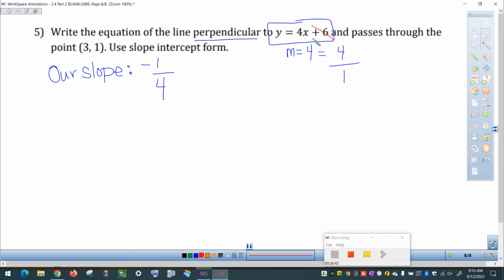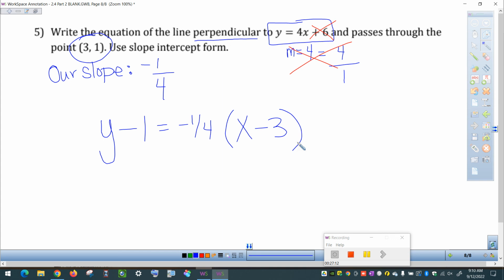All right, so this +6 over here, definitely ignore that. We're not doing anything with that. Also, once we figure out our slope, we can also ignore what the original slope was. And in order for us to get slope-intercept form, let's do the same strategy that we did before of putting it into point slope form first. So that's always going to be our in-between step. So looking at the point that it's passing through, we're going to do y minus 1 equals -1/4 times the quantity x minus 3.